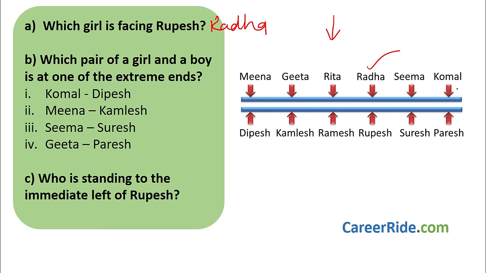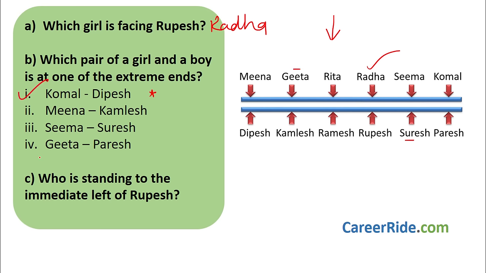Yes and no, because generally what happens is that we see one of the pair of a girl and boy at extreme end. So we try to find Meena, Dipesh, and Komal, Paresh. But please make sure that even Komal and Dipesh both are a pair of girl and boy, and they are at extreme ends. So this is one possibility, but let us see if Meena, Dipesh, or Komal, Paresh possibility is available or not. Next is Meena and Kamlesh. Kamlesh comes at the center, so this is not the option. Seema and Suresh. Suresh is again in between, so this is not the option. Geeta, Paresh. Okay, Geeta comes in between, so Geeta and Paresh cannot. So this is the answer.